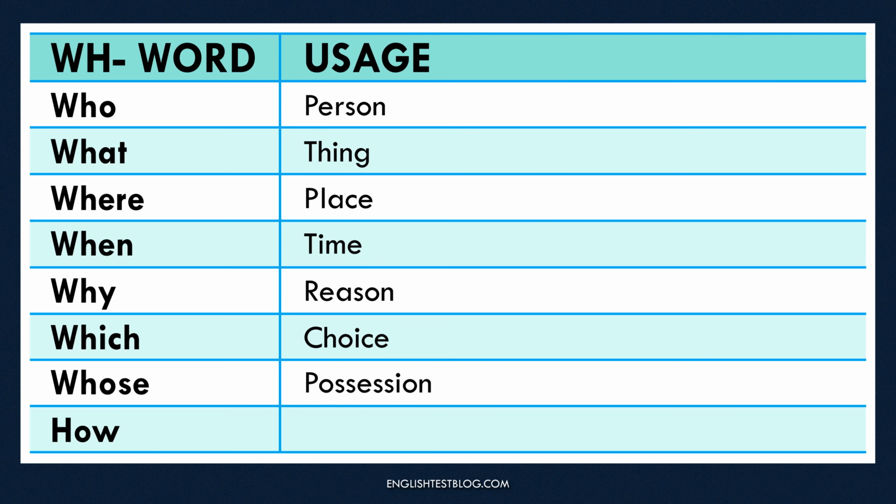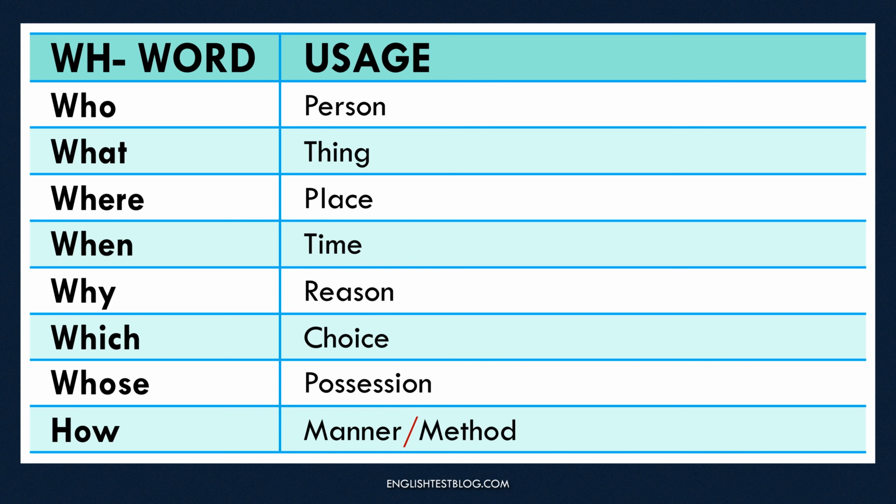Whose? Whose is used to ask about possession or ownership. It helps us find out who something belongs to. How? How is used to ask about the manner, method, or condition of something. It helps us understand the way in which something happens or the process involved.